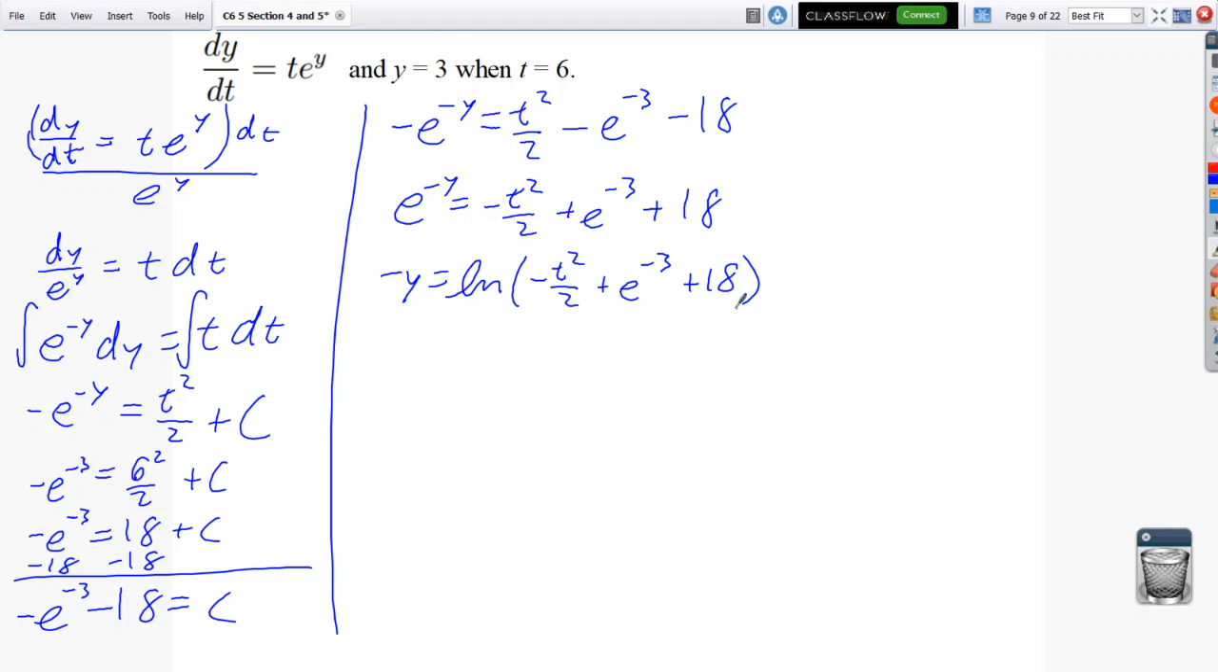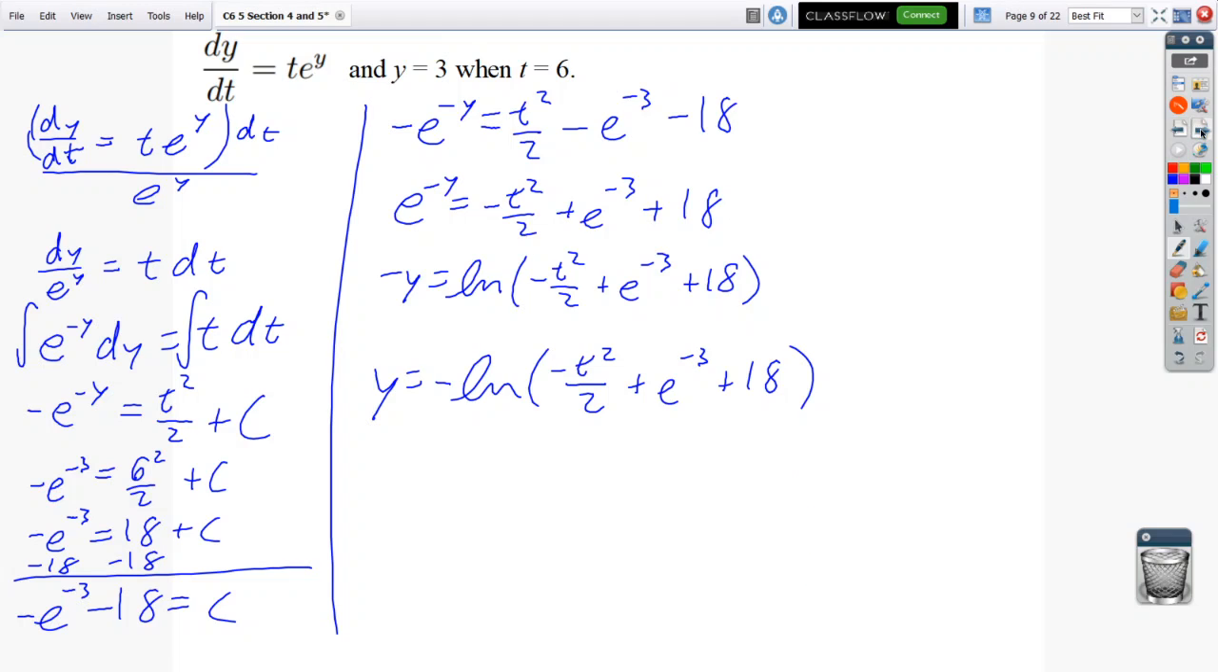Now all we have to do is get rid of that negative, so it's going to be y is equal to negative ln of negative t squared over 2 plus e to the negative third plus 18. And that's it. So again, steps you want to follow: separate the variables first, integrate, solve for c, and then solve for y. Do them in that order, and you won't cause yourself any sort of distress on these problems.